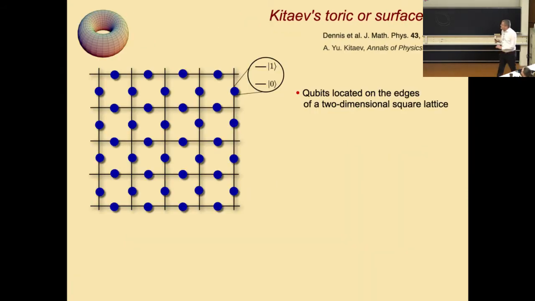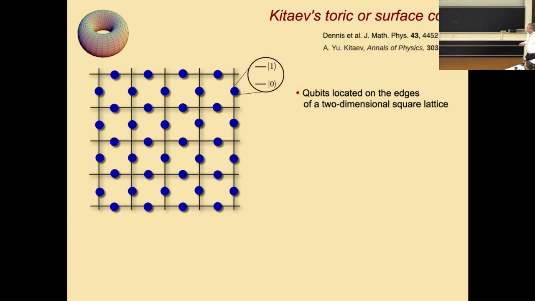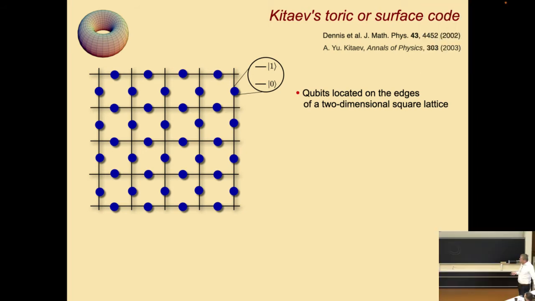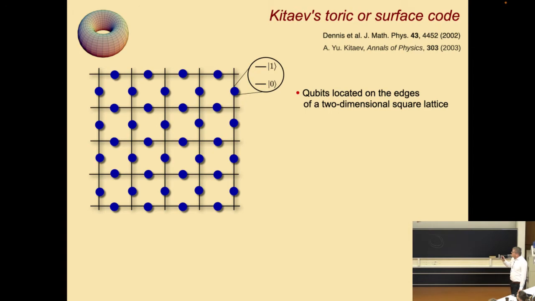All right, then let's introduce the system that is perhaps the most well-known code, the one that was proposed first by Alexei Kitaev. And what you see here is now a square lattice, where the blue dots correspond to the qubits that sit on the edges of a lattice.